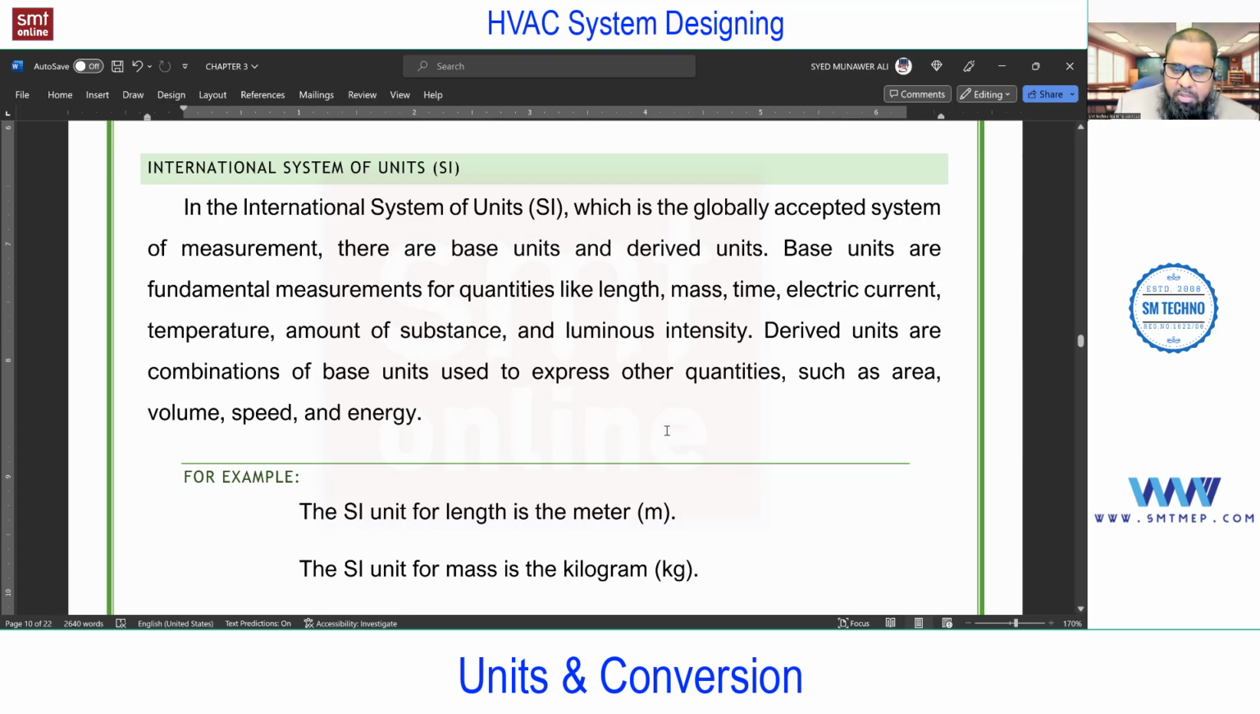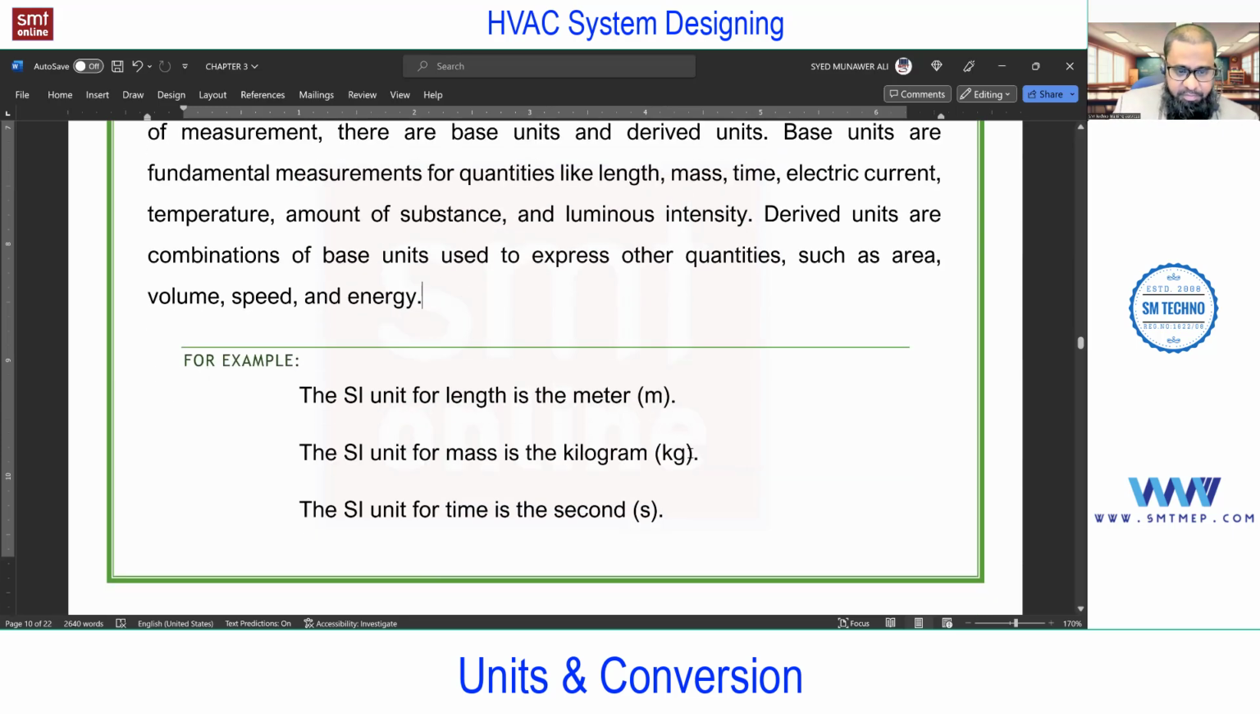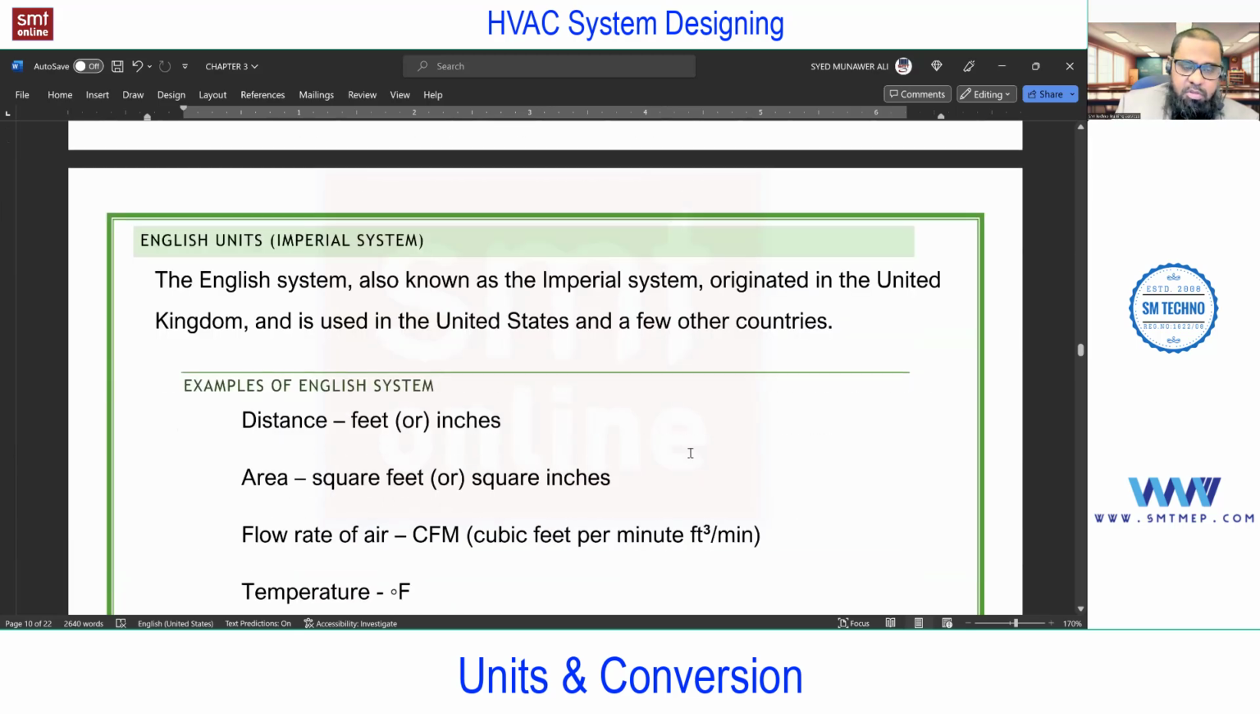Yes. But the problem is not totally solved, because in actual practice you'll still find the English system also. What is the English system? We'll discuss next. The English system, also known as imperial, or inch pound IP, originated in the UK and is used in the US and a few other countries, and is still used in the US, or even in the Gulf or in India.